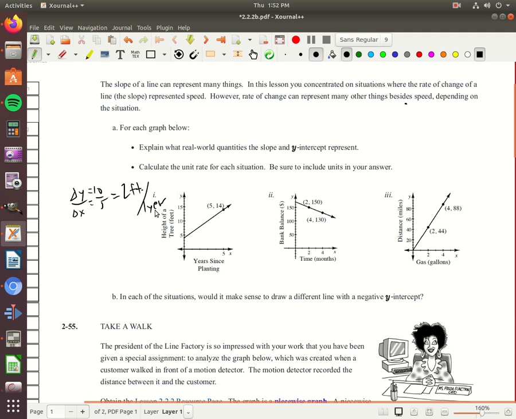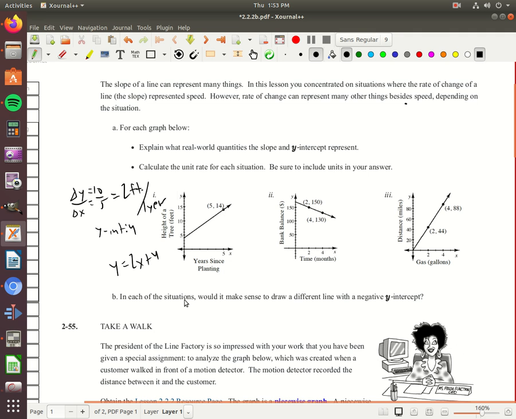So this thing is growing 2 feet every 1 year. And I already actually have it in unit rate. My y-intercept, or my starting point, would be 4. So my equation would be y equals 2x plus 4. And again, if I plug 0 in, I get 4. If I plug 5 in, I get 14. So that equation seems to make sense.